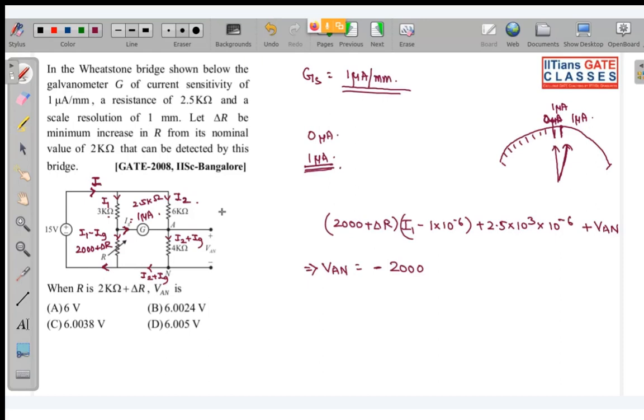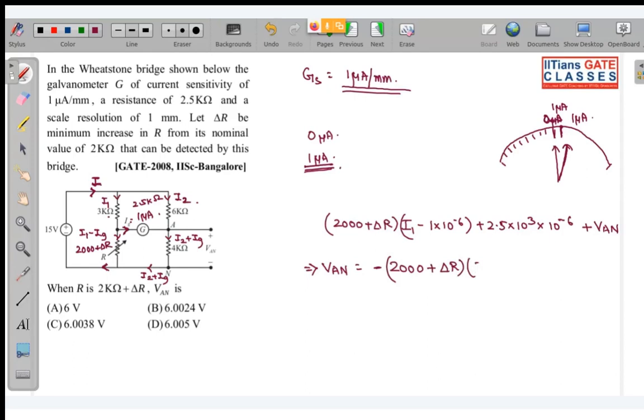See, you can do one thing. I was actually thinking somehow if I can use this loop. So you can use one of these loops. Use this loop, you will get I1. And then if you apply loop in this, you will get this value of VAN. Okay, so that is what I am trying to do. Okay, let us solve.